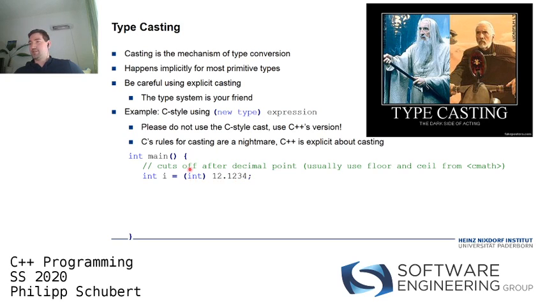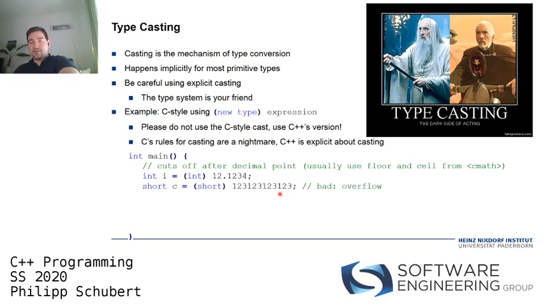How it works in C and also C++: if you cast a floating point number to an ordinary integer, it will just cut off after the decimal point. So if you wish to mathematically floor or ceil, just use the floor and ceil functions, which you can find in the C math header. But if you just directly cast to an integer, it will just cut off the decimal figures.